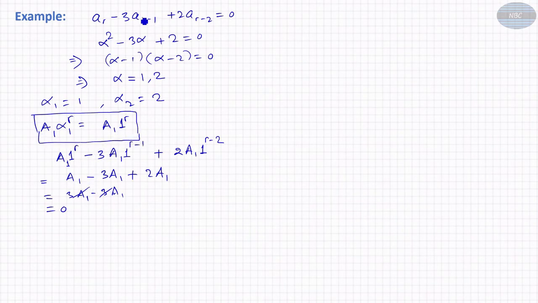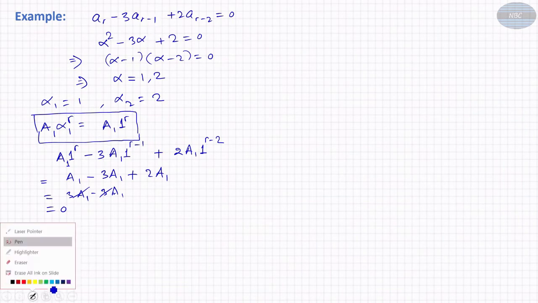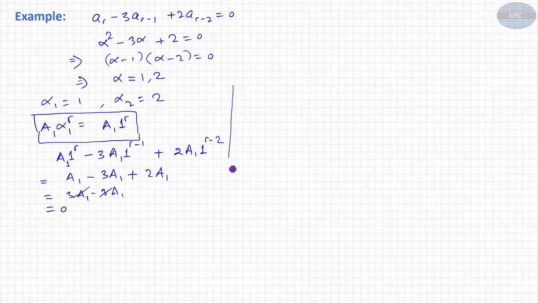Okay, so we can have another homogeneous solution as a2 alpha 2 to the power r, which is equal to a2 into 2 to the power r.